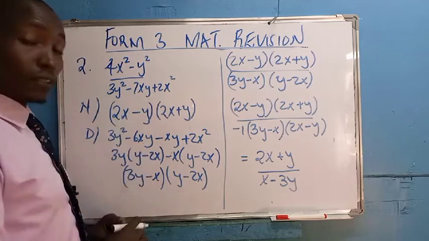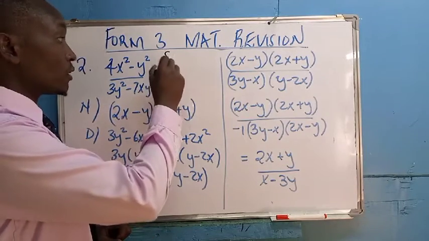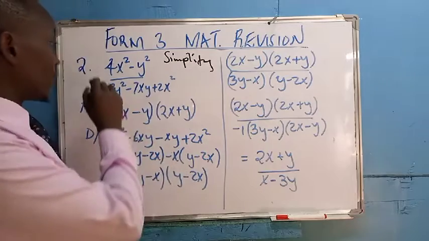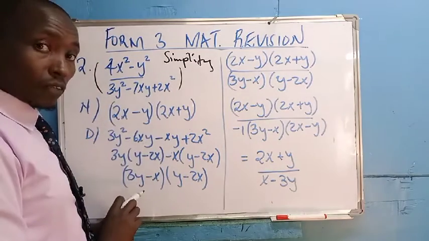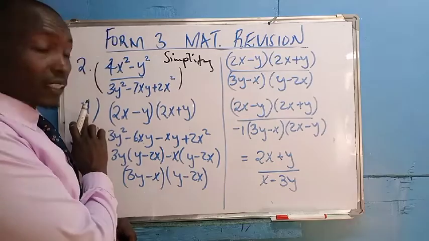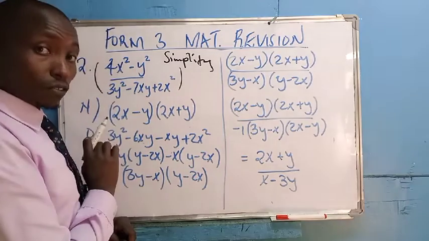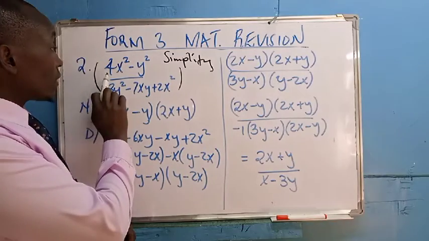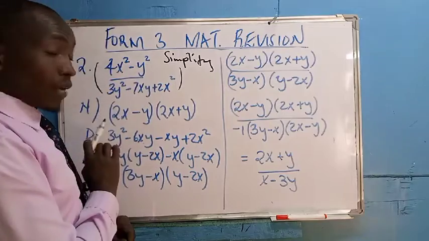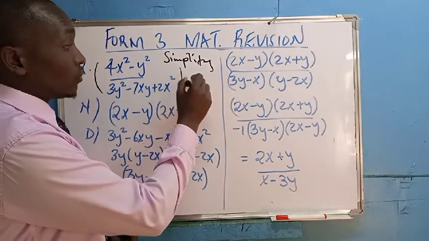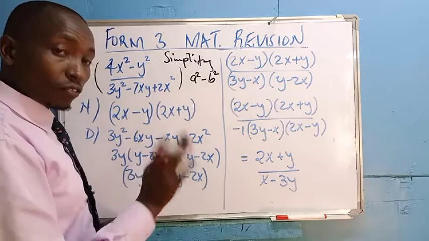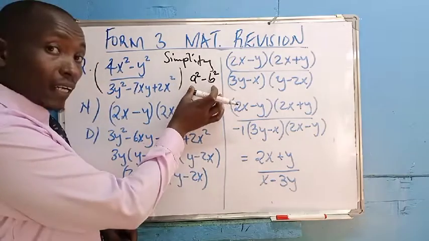Number 2, the student was expected to simplify the whole of this expression given here. Looking at the upper one, what we are calling the numerator, this is a difference of 2 squares. By that I mean 4x squared has a perfect square root, and y squared has a perfect square root. So it will look something like this. This is called a difference of 2 squares. So this is the expanded form.